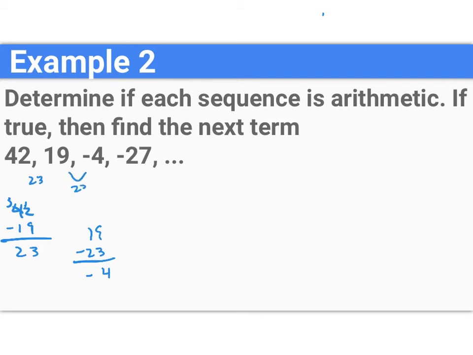So the difference here is 23. The difference here is 23. Subtract, subtract. So because we're dealing with addition and subtraction, that means this is arithmetic. So negative 27 minus 23, same signs add. The next term would be 50.